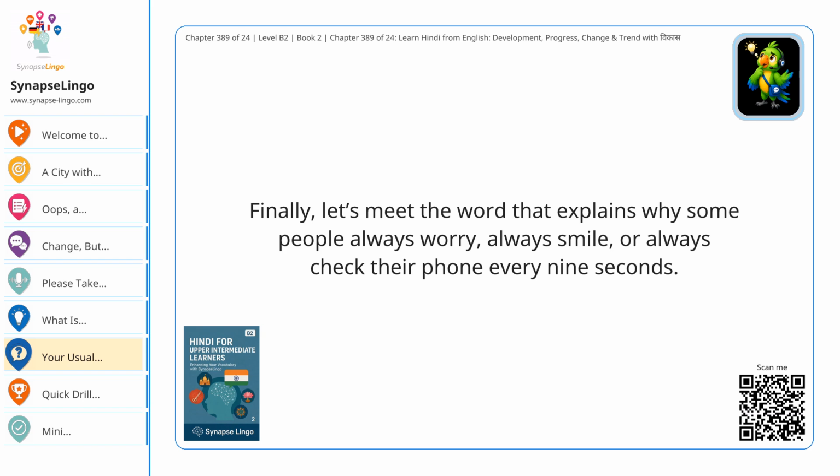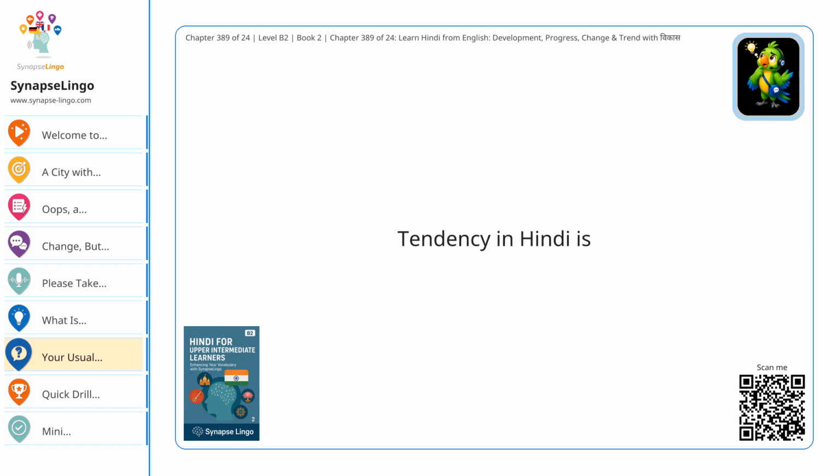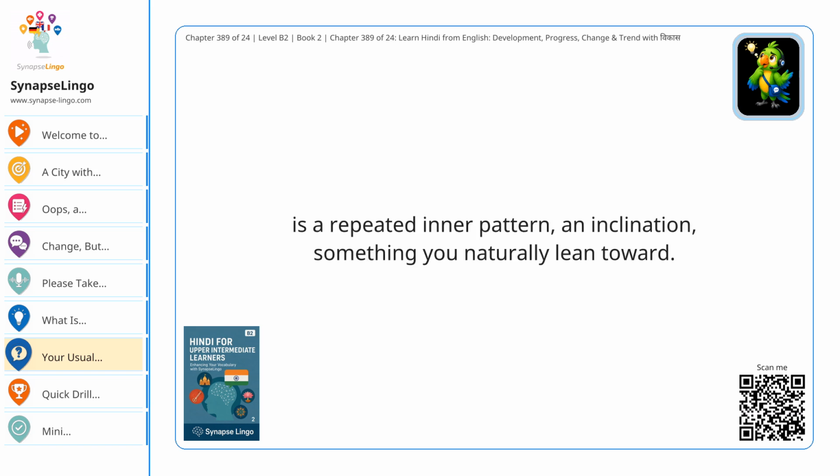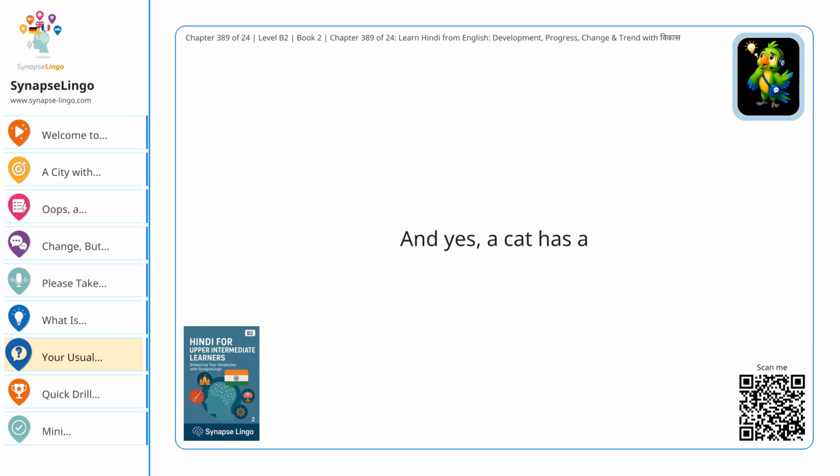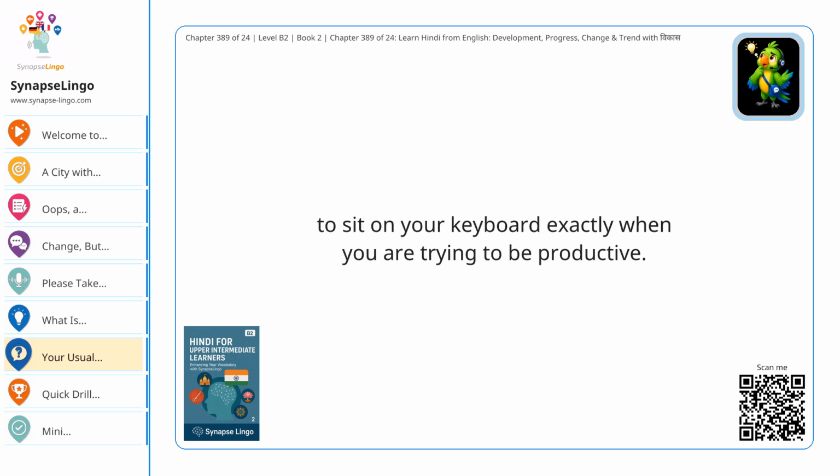their phone every 9 seconds. Tendency in Hindi is प्रवृत्ति. She has a प्रवृत्ति to worry too much. There is a प्रवृत्ति toward change in society. His प्रवृत्ति to smile made everyone relax. A प्रवृत्ति is a repeated inner pattern, an inclination, something you naturally lean toward. And yes, a cat has a प्रवृत्ति to sit on your keyboard exactly when you are trying to be productive.